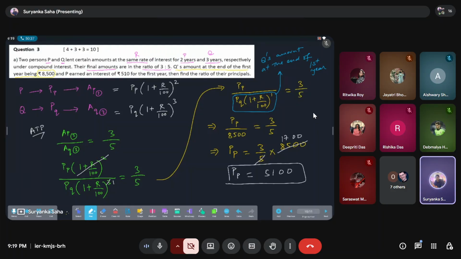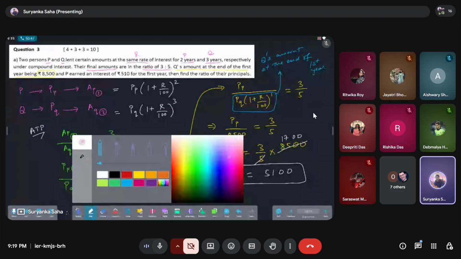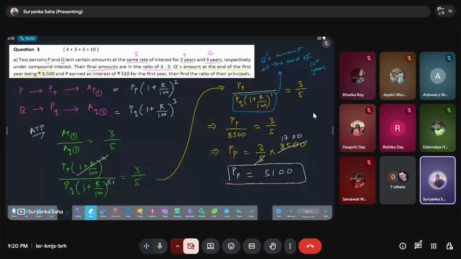Okay. So PP, we have got this 5100. Now see carefully, there is another piece of information given in the question. P earned an interest of 510 for the first year. That is also useful information. They are talking about CI1 of P, isn't it?